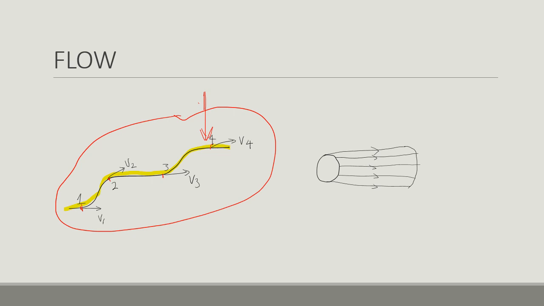If streamlines are drawn at every point on the circumference of a small area, they form a stream tube, such as this. The fluid inside a stream tube cannot escape and can be treated conveniently. So this is more easy to treat than this. Please bear that in mind.